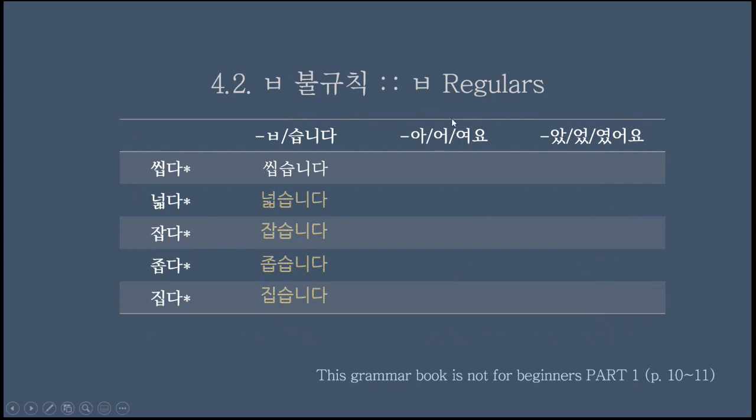Okay, informal polite ending. 씹다, 씹어요. Because this is regular, isn't it? 넓다, 넓어요. Pronunciation, left one leaves, right one moves up to the next syllable because this circle is empty value. 잡다, 잡아요. 좁다, 좁아요. 짚다, 집어요. Okay, from now on, it's all your turn. Let's repeat one more time with the past tense.